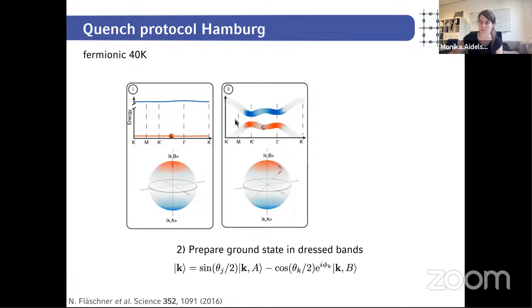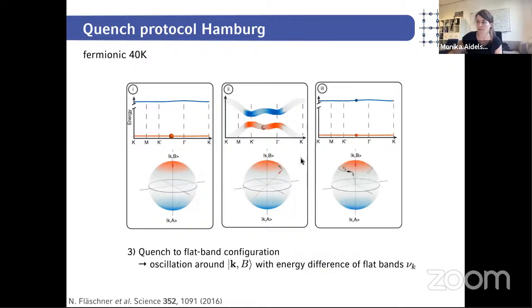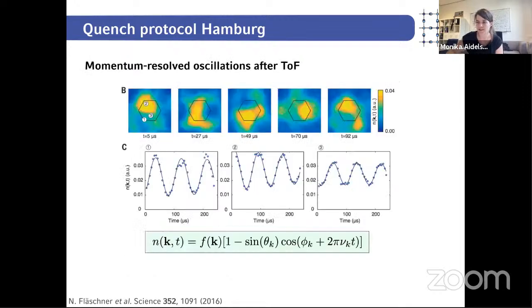Okay, so now the atoms are adiabatically prepared in the dressed bands. And now suddenly those are projected back onto the flat bands. And now what happens is that these quasi-spinors precess around the poles of the Bloch sphere. And they precess around the poles with a frequency that is given by the gap, by the energy difference between the two bands. And now after a time of flight experiment, the density distribution that they get oscillates as a function of time.